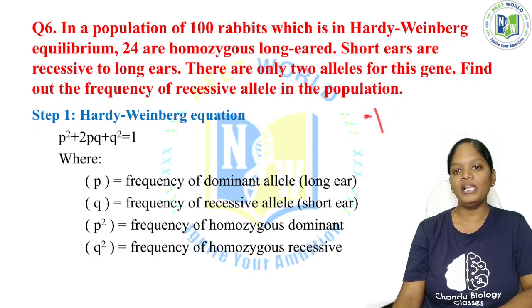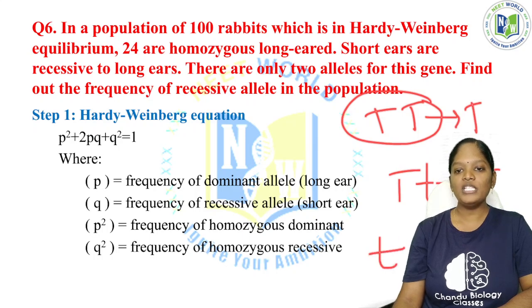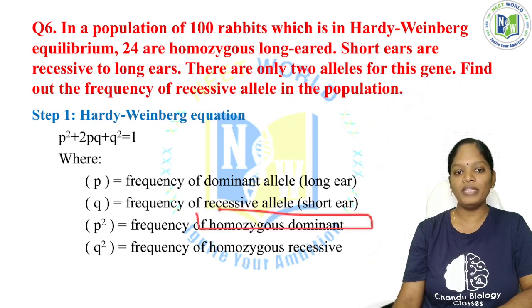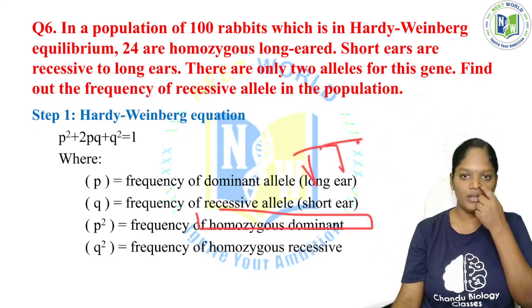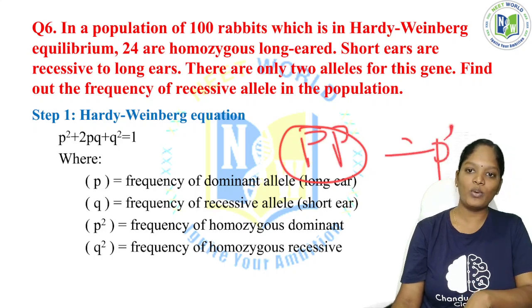Say for an example, in Mendelian genetics, capital T means tall. Capital T small t means again it is tall, and small t small t means it will be dwarf. So we are having 2 T, that is homozygous dominant, capital T capital T. So that is why p square.